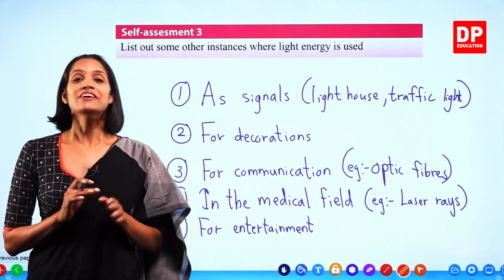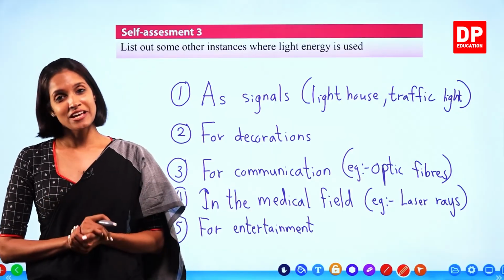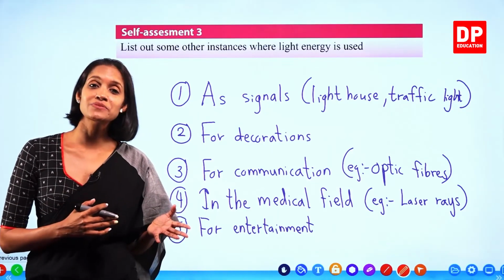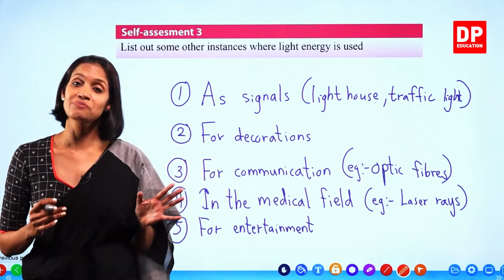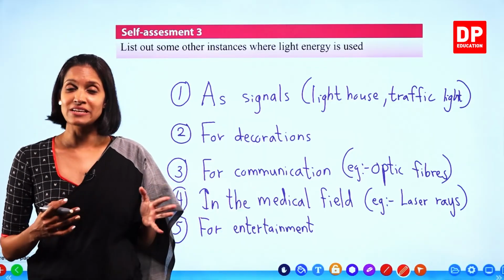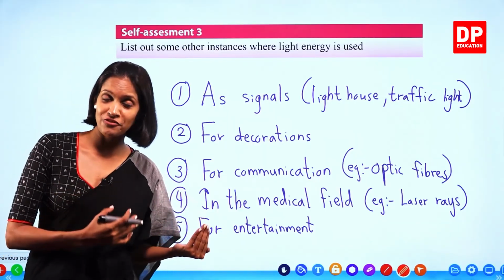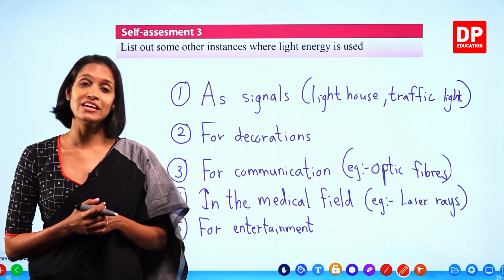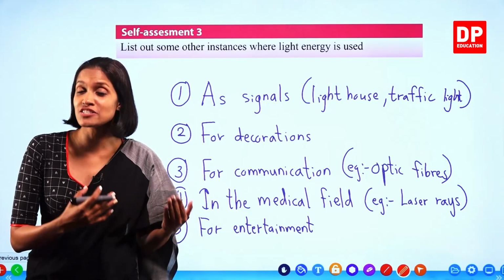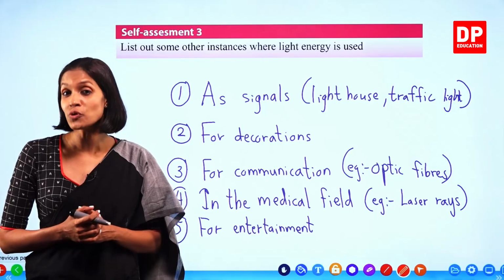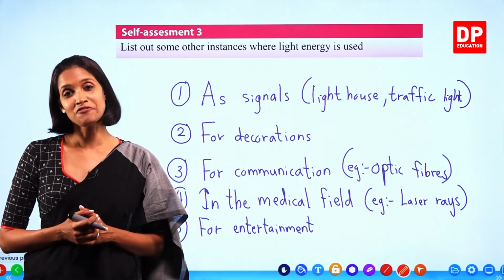Right, children? So we have completed this chapter as well. Like the previous chapter, even in this chapter, we learned about some forms of energy and how to use these different forms of energy in our day-to-day activities. So in the next chapters also, we are going to learn more about different other forms of energy.